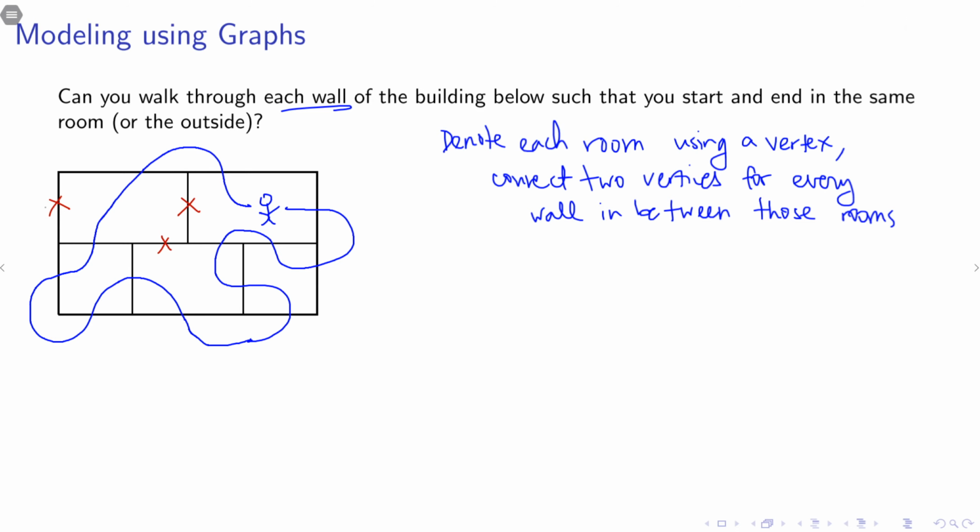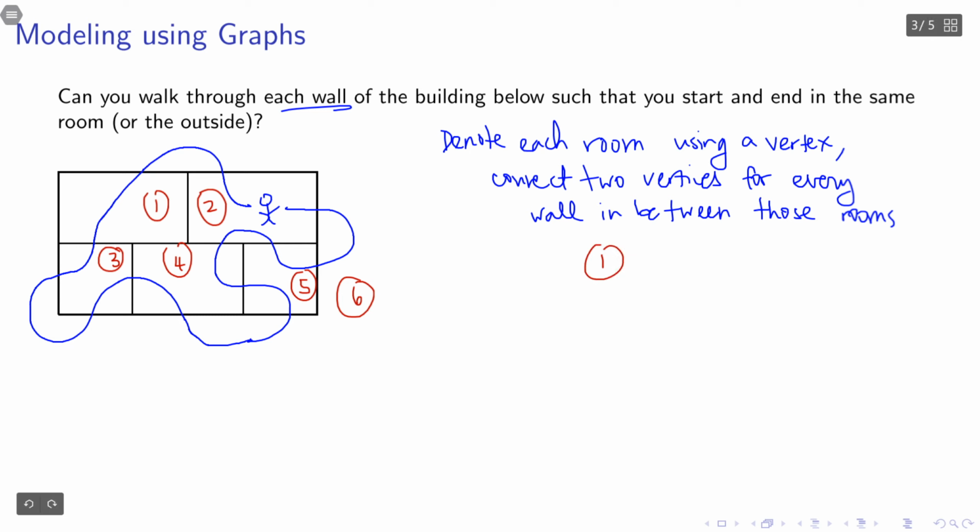Say I label all the rooms here. Right, so this is room 1, this is 2, this is 3, this is 4, and this is 5. And the outside is one big room, call it room 6. So as a graph, what's that going to look like? So 6 is connected to, well, all the rooms through a lot of these walls. So 1, 2.